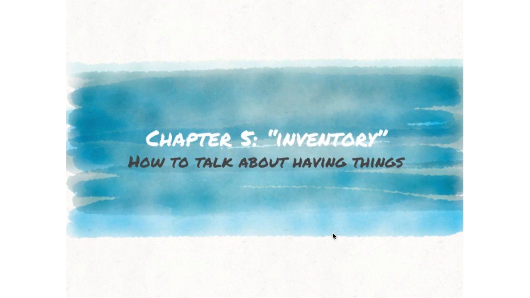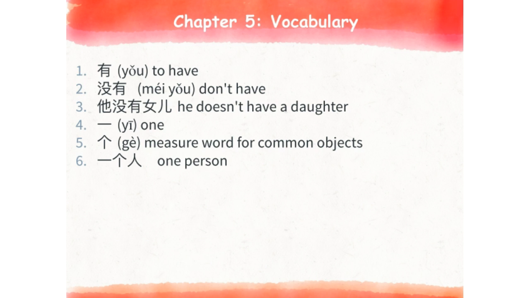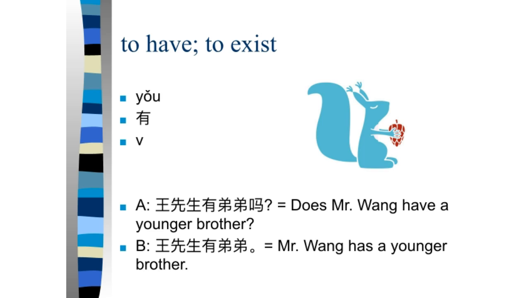In Chapter 5, we're going to talk about having things. Look at our vocab. 有,没有,一个,一个人. So, the way to say to have in Chinese is 有.